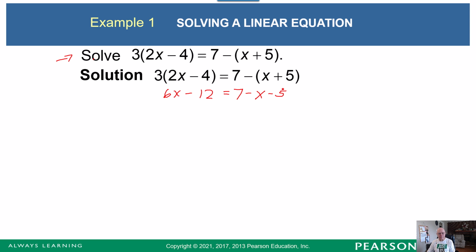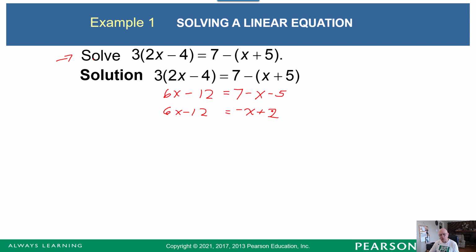There we go. Now, the next thing we want to do is some simplification. On the right-hand side, we have a 7 and a -5. We can combine those. So 6x minus 12, we'll leave that alone for the time being. And we'll put the x first, at least that's the way I like to do it, minus x. And 7 minus 5 is 2. We're getting a little bit closer.